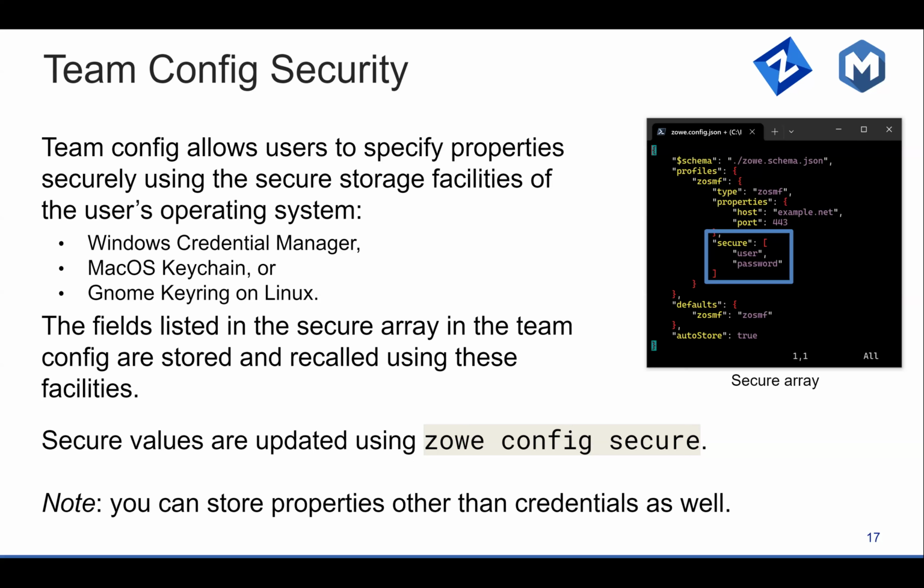And secure values can be updated using the Zowe config secure command in Zowe CLI, or you can also use the Manage Profiles menu in Zowe Explorer to update passwords, or also to get a new token if you're going through the API mediation layer. It's also worth noting you can store other profile properties by including them in the secure array. Again, if you didn't want host to be stored in plain text in the config file, you could put it in the secure array, and you would be prompted for it when you run Zowe config secure.